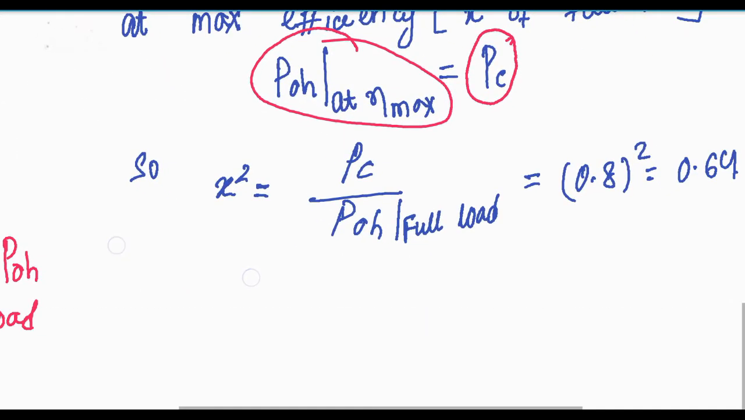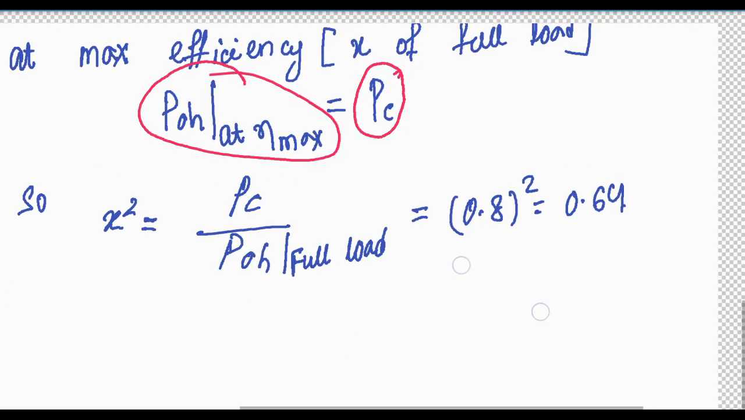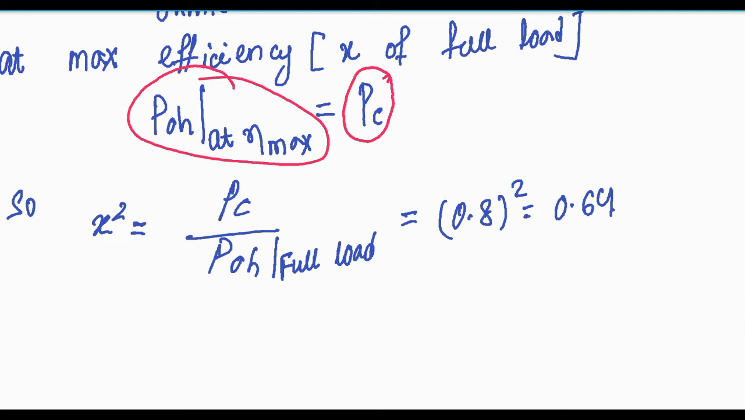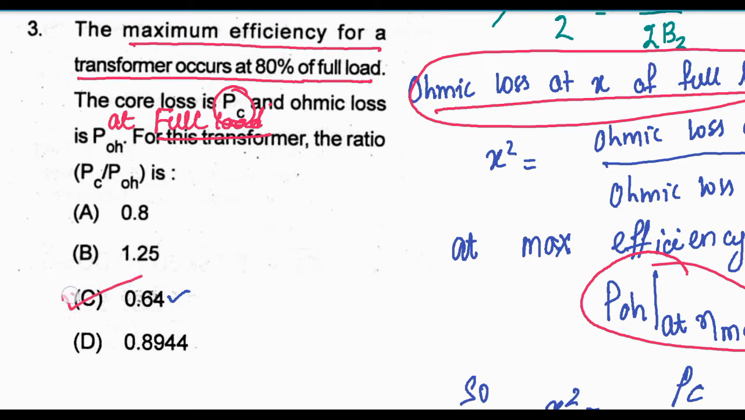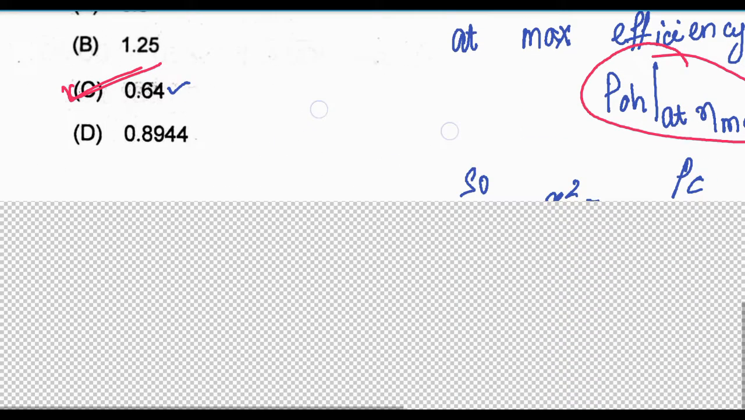So I can represent x square is equal to PC by POH. So PC by POH will be the square of x, and x is given as 0.80, that is 80% of full load. 0.8 square is 0.64. Answer is option C. Next question.